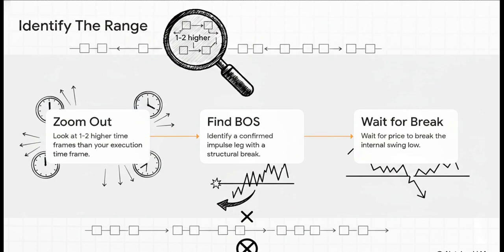First, you zoom out 1 or 2 time frames. So, if you trade the 5-minute, jump up to the 15-minute or the 1 hour. Second, find a confirmed impulse leg that actually caused a structural break. And third, wait for the price to break the most recent internal swing low. That confirms the impulsive phase is actually over. And listen, the golden rule here? Never ever define your trading range on the exact same time frame you're using for your entries.